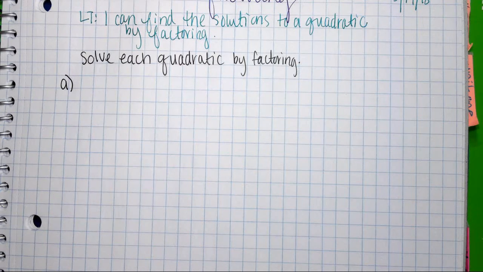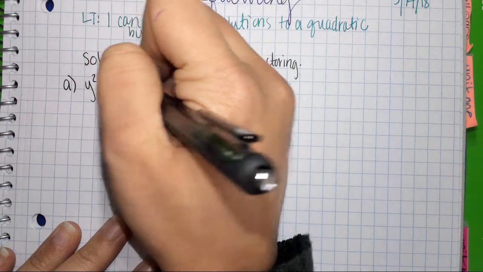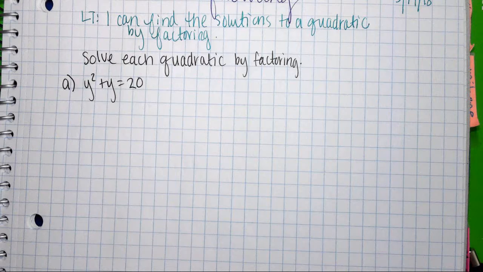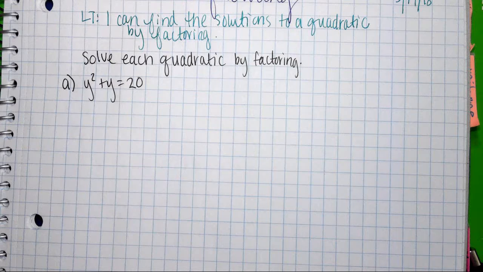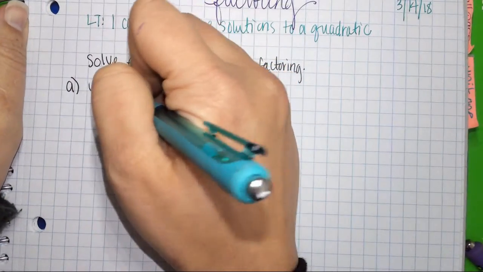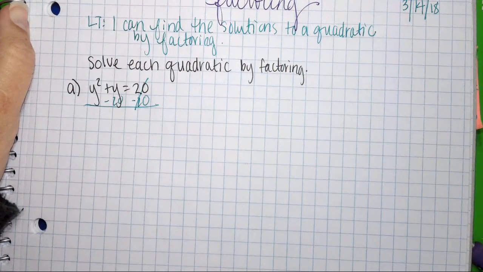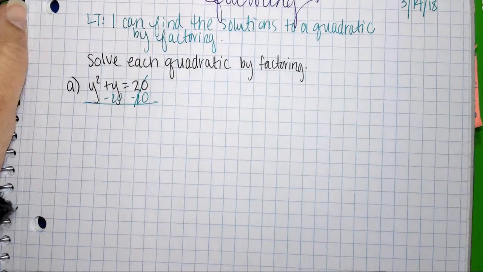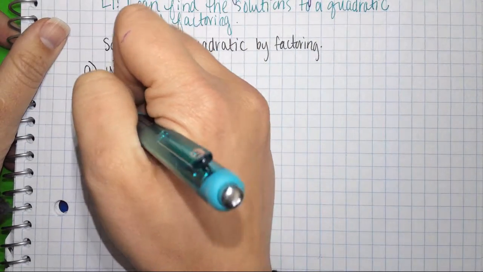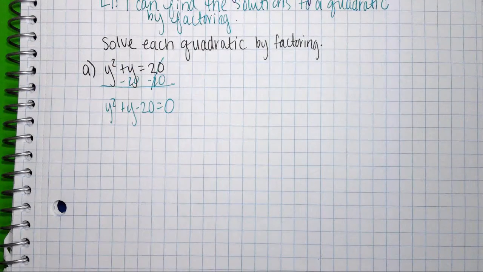Our first one, come on Blair. y squared plus y equals 20. Okay, so can we subtract 20 and move this over here? Yes. That's what we have to do first. So we have to get it equal to 0. We subtract 20. Can we combine 20 with any of these? No, they're not like terms. So we write it as y squared plus y minus 20 is equal to 0.